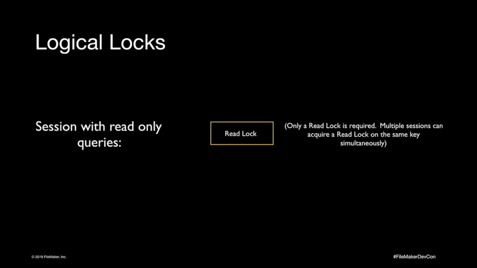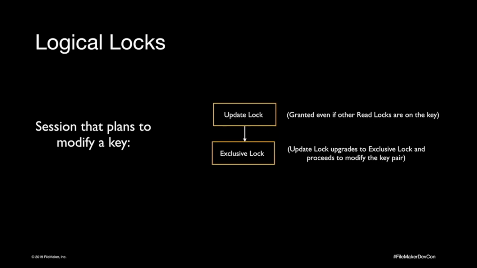So to summarize, read locks are used if a session is running a read-only query; it will only get read locks on all the keys that it is going to look up. And if a session wants to modify the value of a key, you start with an update lock on that particular key. Once you modify the key and you're ready to change the value, you upgrade that to an exclusive lock and you change the value. So that's how we control access to the logical key value store.